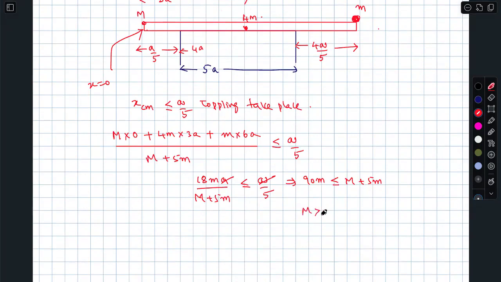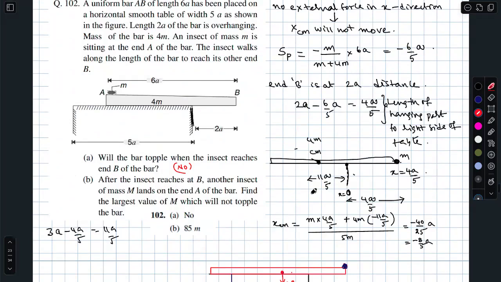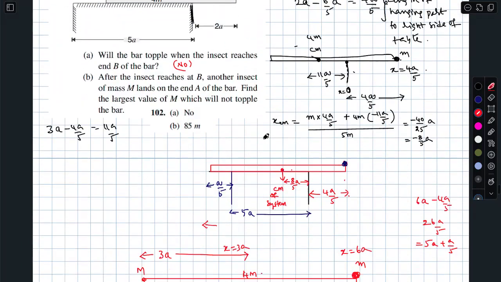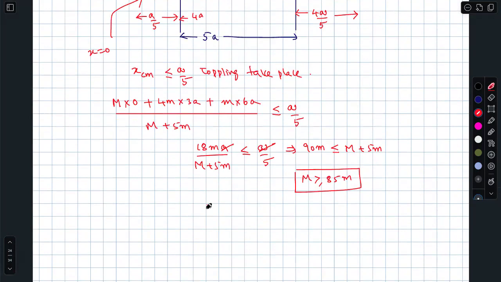So M greater than or equal to 85m. If M is greater than or equal to 85m, what happens? Center of mass will shift from the left edge of the table. It will topple. So what you are asking is, will not topple. If M is less than or equal to 85m, it will not topple.